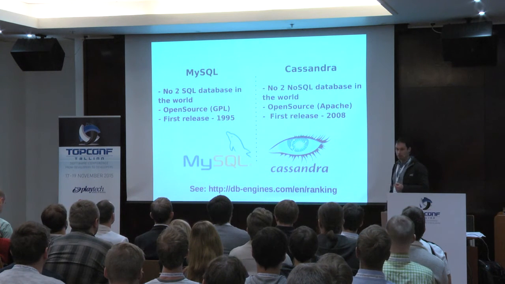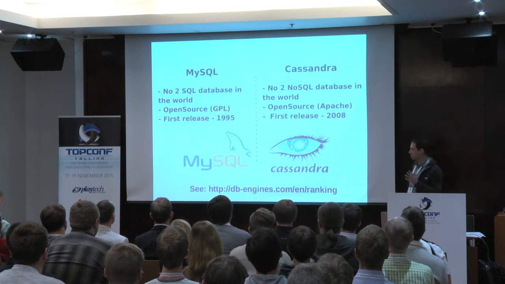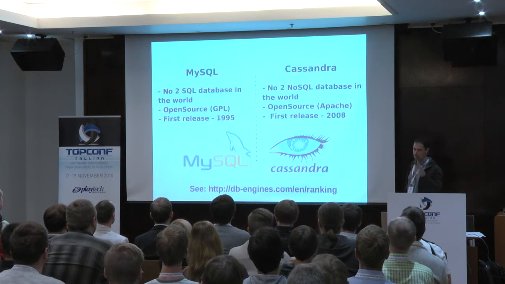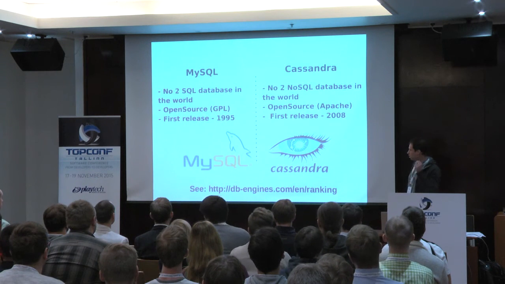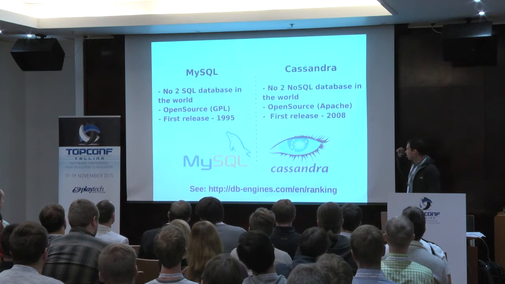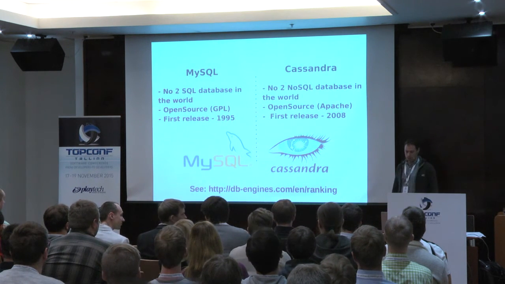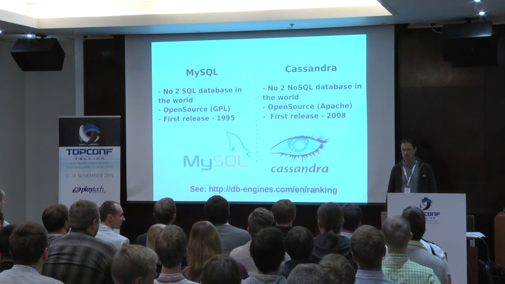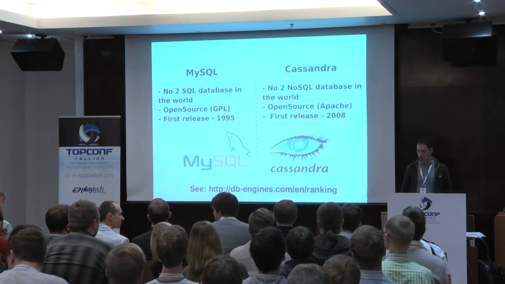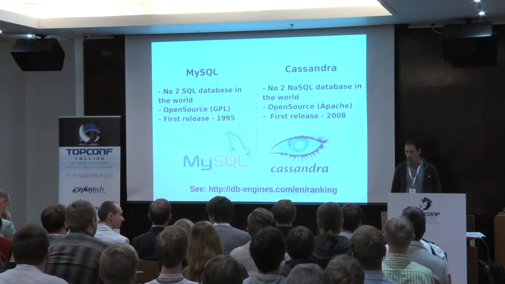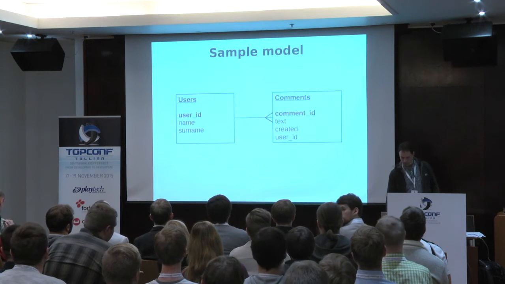MySQL is the number 2 relational database in the world. It's open source and about 20 years old, pretty mature, well defined. Cassandra is the number 2 NoSQL database in the world, and it's about 7 years old, and it is pretty mature for the NoSQL world. More rankings you can find in the link below.